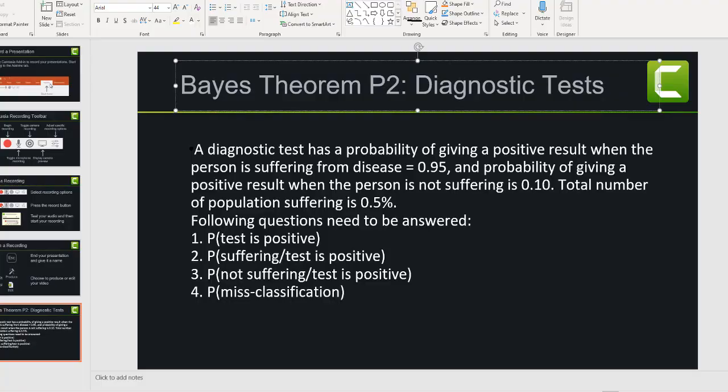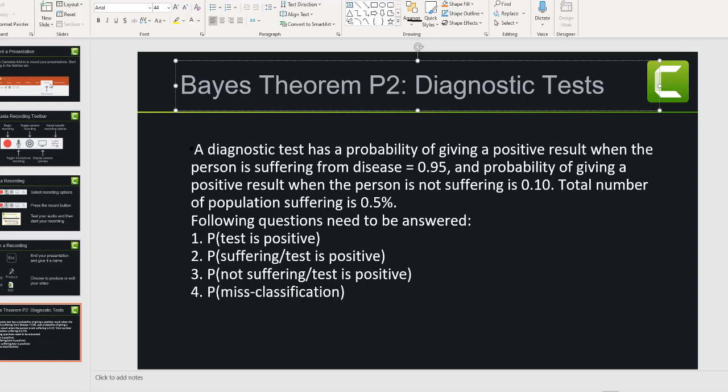Okay, now we are going to look at the second problem on Bayes' theorem, which is about diagnostic tests. So let's read the problem. A diagnostic test has a probability of giving a positive result when the person is suffering from a disease of 0.95, and the probability of a test giving a positive result when the person is not suffering is 0.10, and the total percentage of the population suffering is 0.5%.